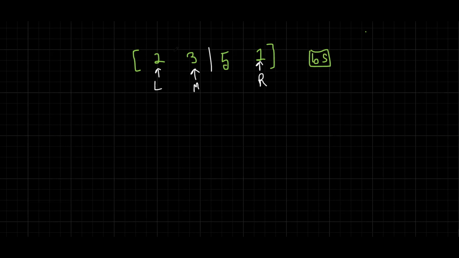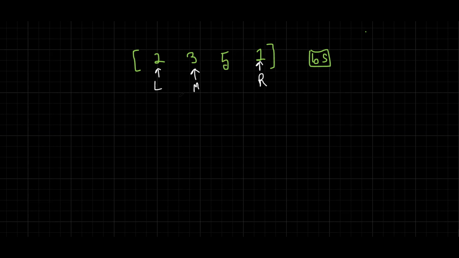Suppose if we look at the right subpart, we can simply discard the left subpart and continue the binary search algorithm in the right subpart. Similarly, if we look for the solution in the left subpart, we can discard the right subpart of this array and continue looking for the solution in the left subpart.